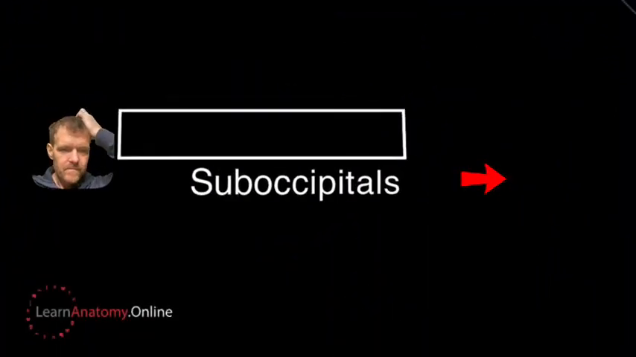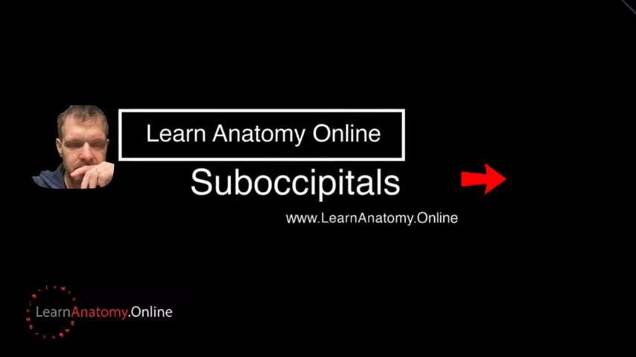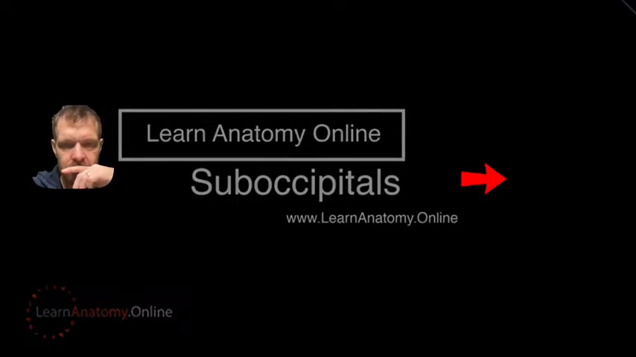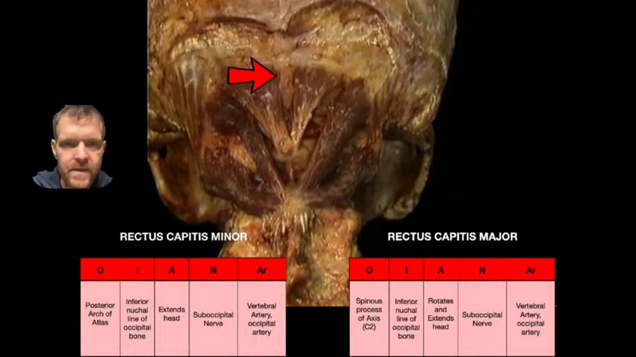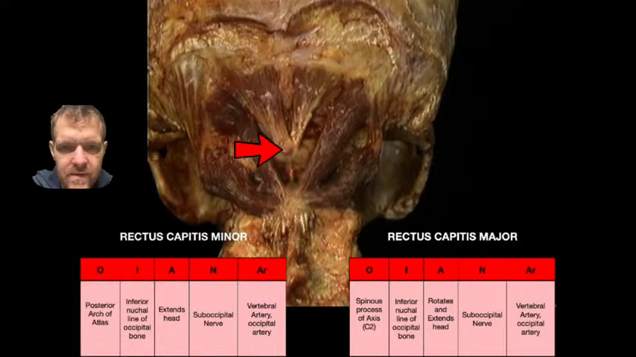Looks good. Okay, suboccipitals, here we go. Okay, just pause this here. So there's the base of your skull, just there. That will be the posterior arch, the back section of the atlas.